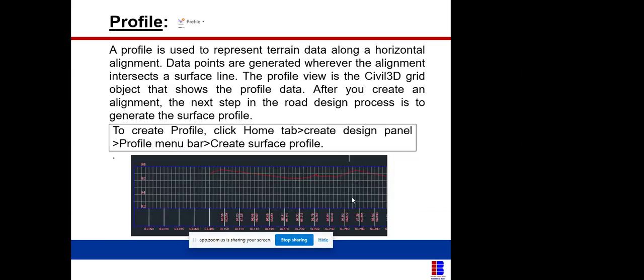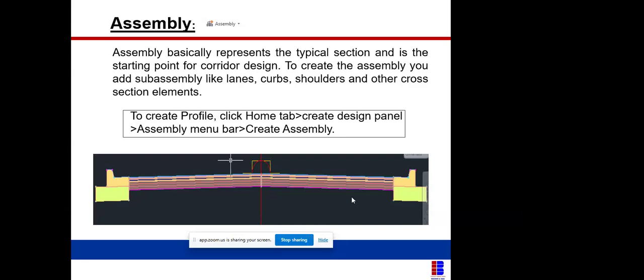When you research, the profile is the vertical alignment of the road, where you do your design formation level of the road. That is your cut and fill, the vertical alignment. After this, we will do the assembly. This proceeds us into doing our cross-section design. We'll do a typical assembly of the road, then we'll apply it.